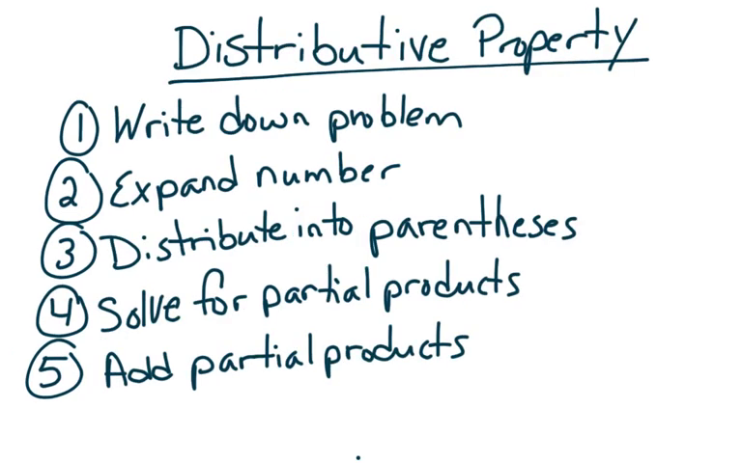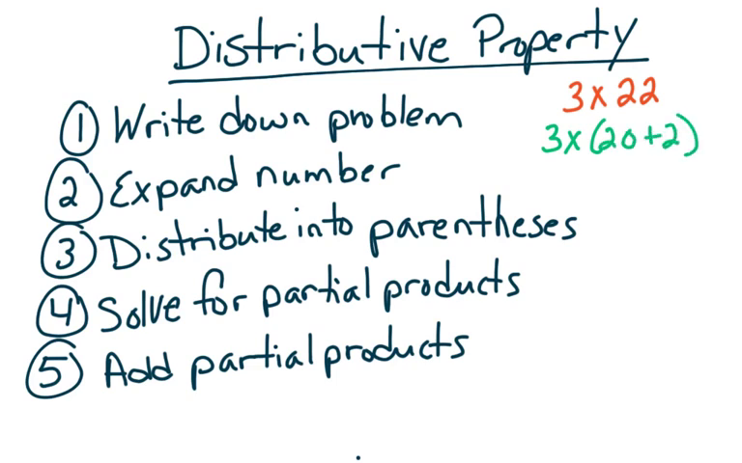Okay, we also have some notes to take on the distributive property, so I want you to write these 5 steps down for our distributive property, and they're very similar to those that we wrote down for our area model. The first step is to write down the problem. So let's say we have 3 times 22. We did 3 times 21 on the last one. We'll do 3 times 22. Our second step is to expand our larger number. So we would expand it to 3 times 20 plus 2.